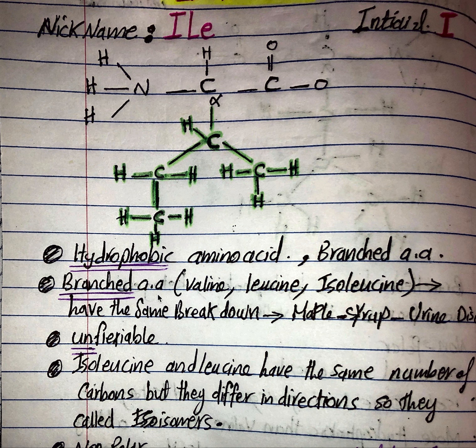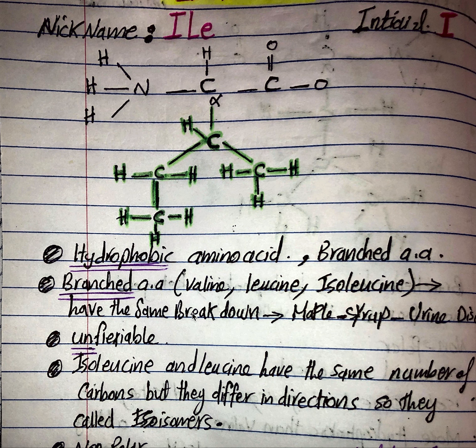We talked before about the branched amino acids. Valine has one carbon attached to the 2 methyl groups. Leucine is the same, but there is another carbon here. And isoleucine is like valine, with one of the methyl groups attached to another methyl group. What is so special about the branched amino acids valine, leucine and isoleucine is that they have the same breakdown.